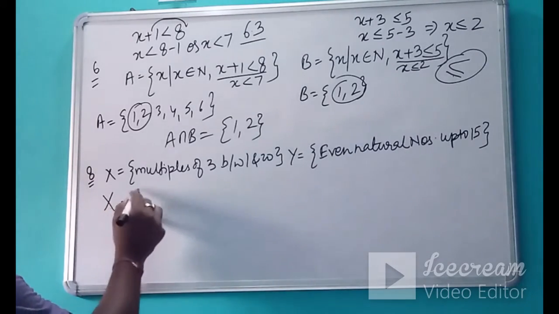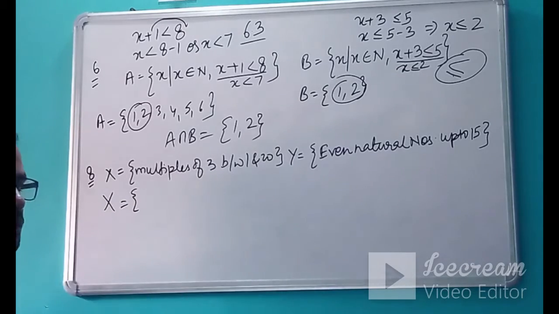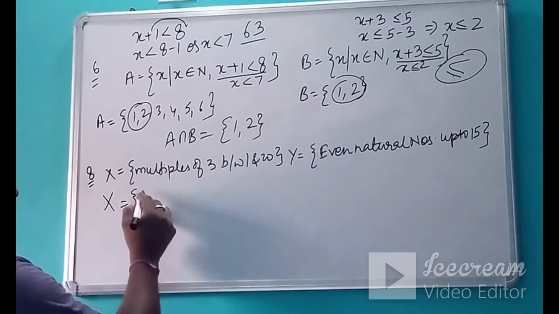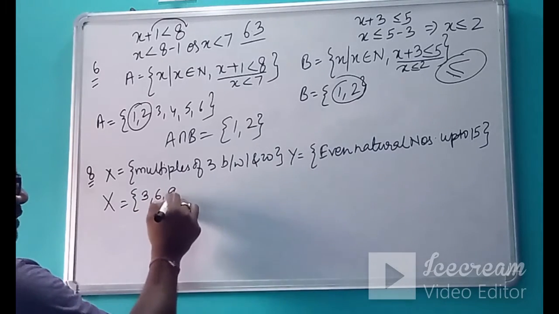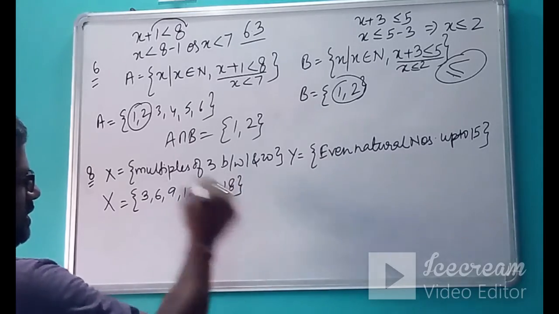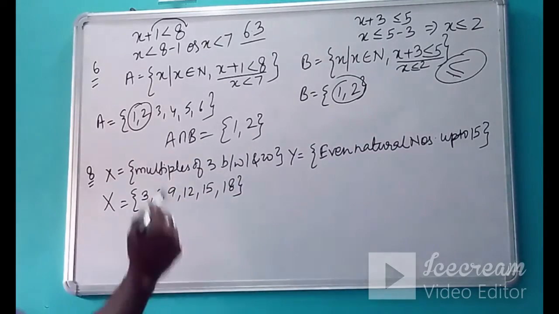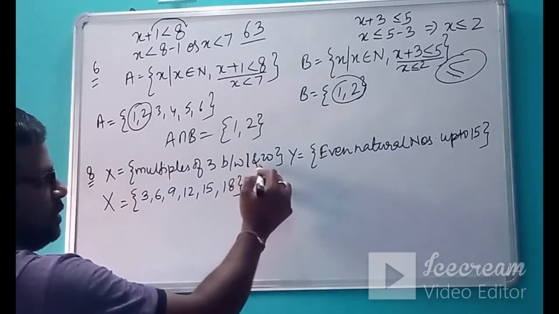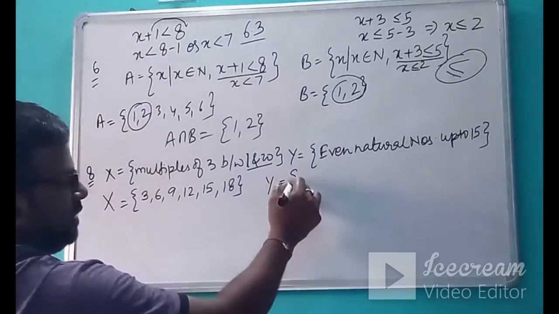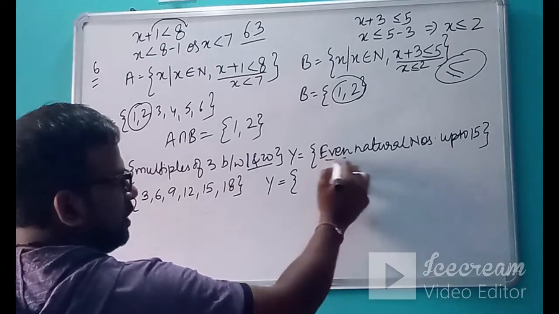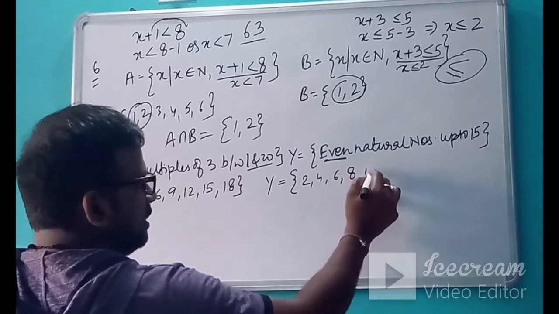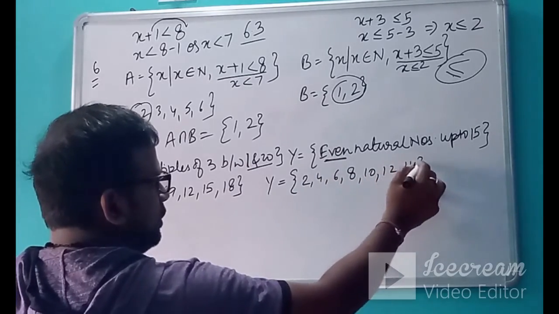Then it says multiples of 3. Okay, you have to read the table of 3 till 20. That is 3 1s are 3, 3 2s are 6, 3 3s are 9, 3 4s are 12, 3 5s are 15 and 3 6s are 18. Okay. Multiples of 3 between 1 and 20. So these are the multiples between 1 and 20. Then what is your set Y? Even natural numbers. Okay, even natural numbers, that means 2, 4, 6, 8, 10, 12 and 14.